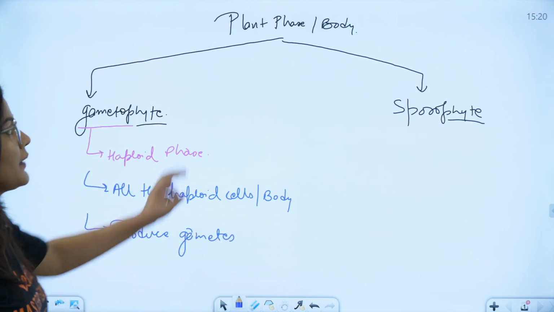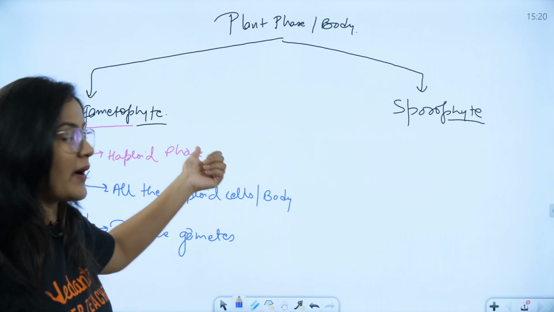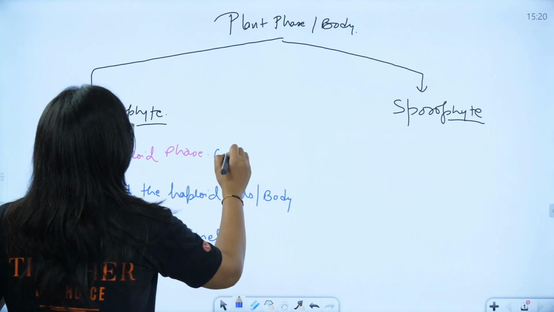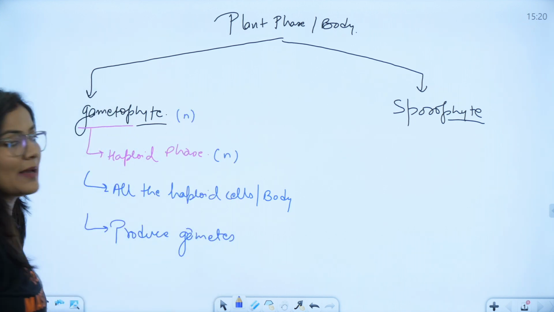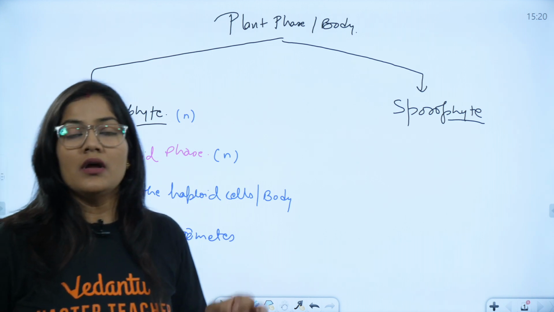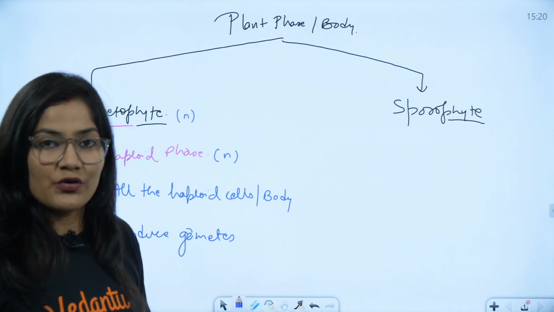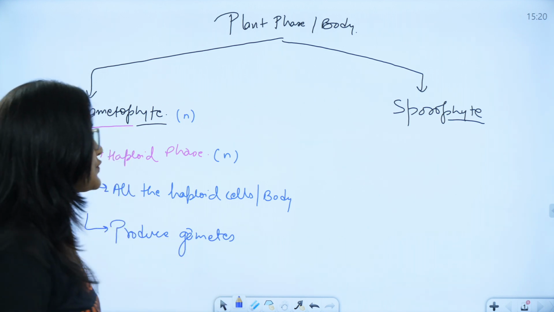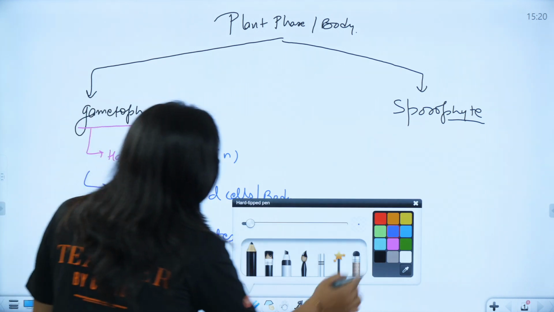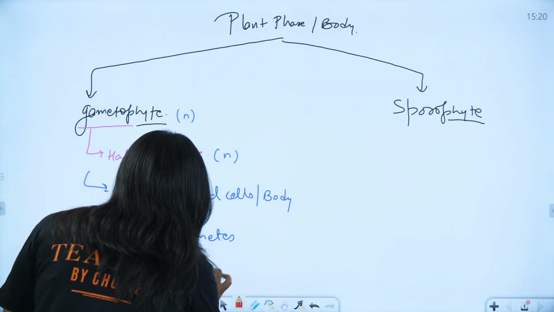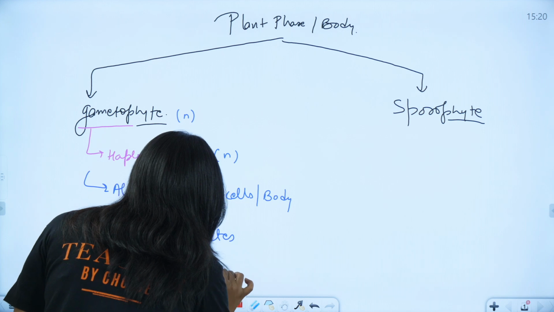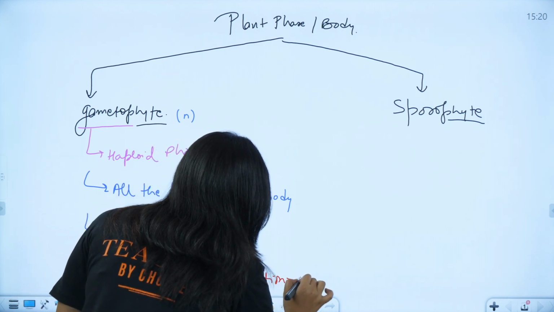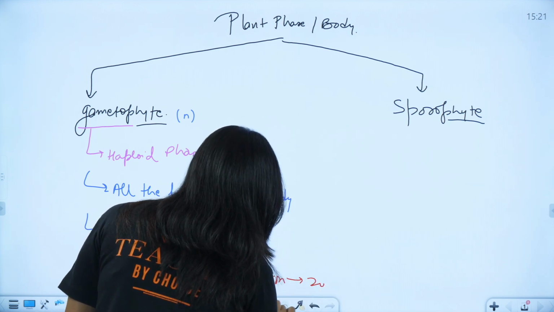So we have two different types of plant phases. The first one is gametophyte. The gametophyte is the haploid phase, right? So all the haploid cells that we have, all these haploid cells and the body are going to form your gametophytic phase or your gametophyte, right? The main function of this gametophyte is to produce gametes. Now what will happen to these gametes? These gametes will fuse together, right? They will undergo fertilization, and after fertilization they are going to produce a sporophyte.